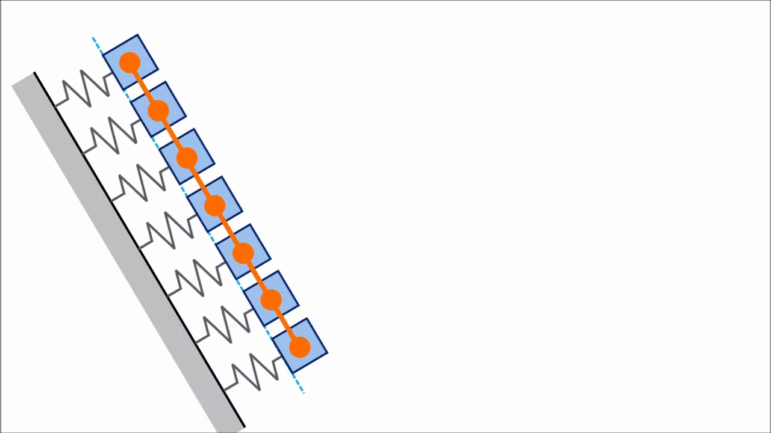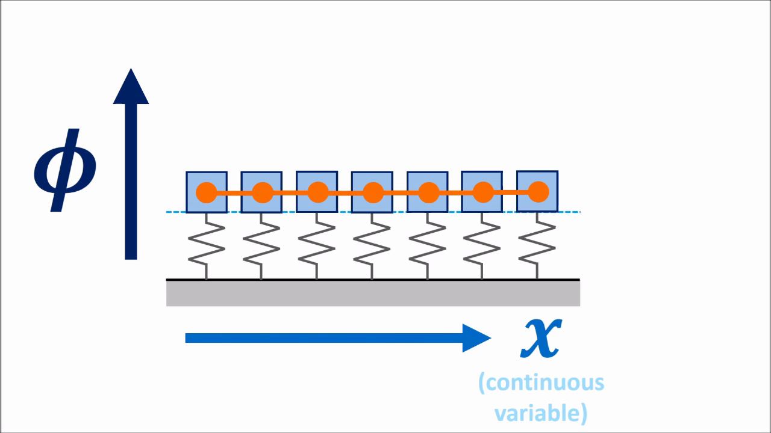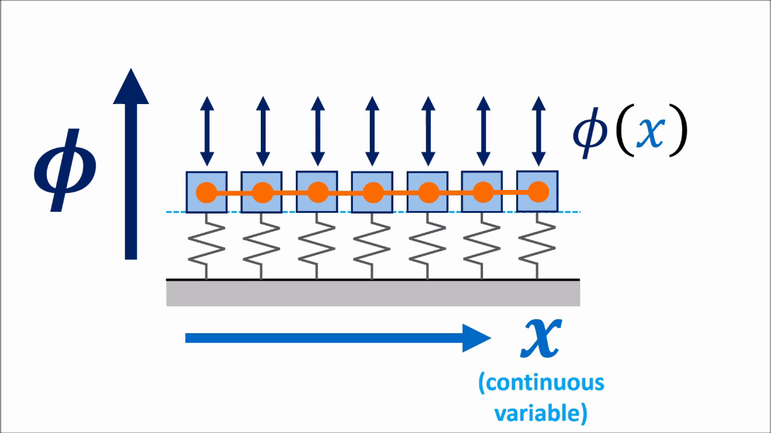Usually we turn this system on its side so that the oscillators move in the phi direction. And x becomes an axis for identifying the location of a specific oscillator. Phi of x gives the height of the oscillator at location x.